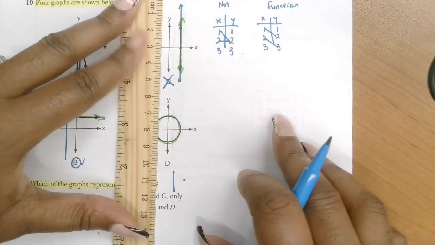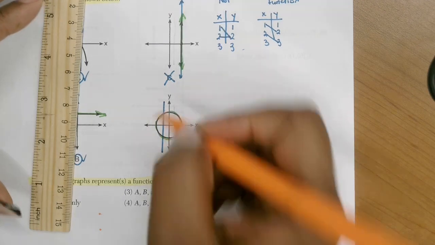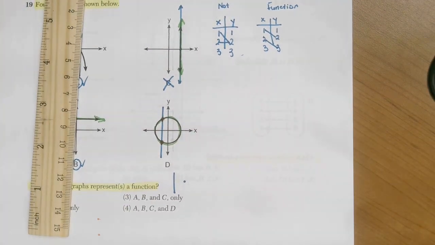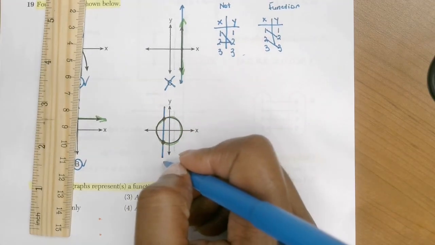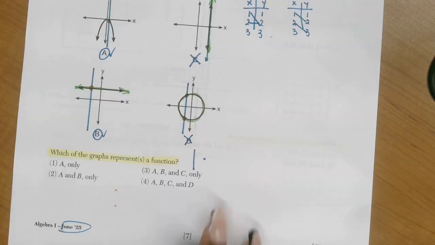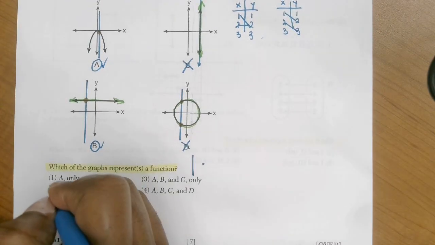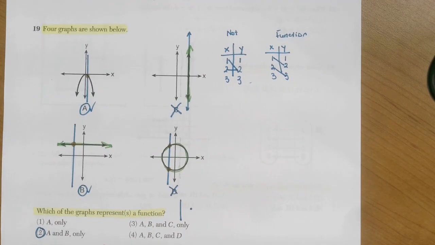For D, do your vertical line. It intersects here and it also intersects here. And again, if it passes through 2 points, it is not a function. So your answer would be A and B. You look for A and B, which is number 2, and you circle it, and that concludes this question.